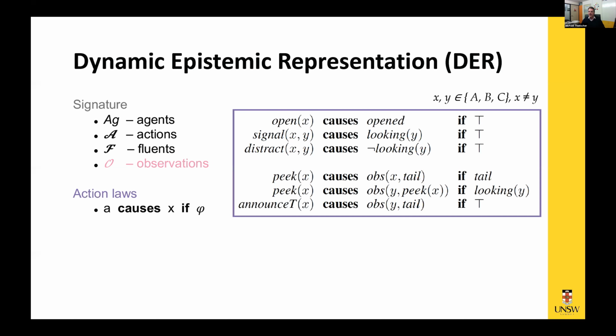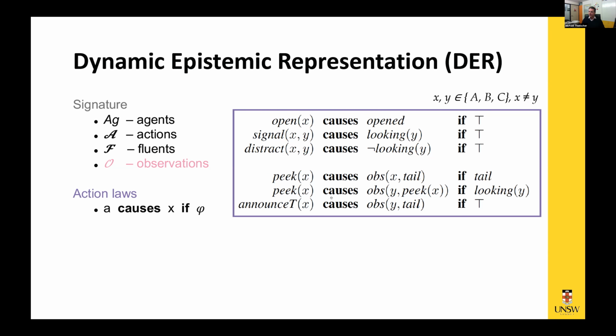So for example, classical effects in the scenario that I showed you, and that is described in detail in our paper, would be, for instance, if agent X distracts agent Y, then an effect would be that agent Y is no longer looking at agent X. This is accompanied with these observational effect laws. For instance, we can see here that if X peeks inside the box, then Y gets the observation that X peeks inside the box if Y is looking at X.